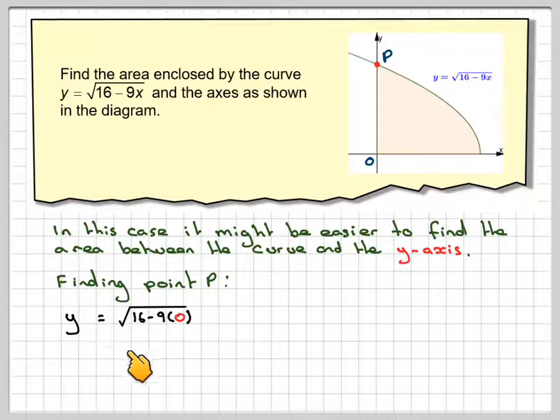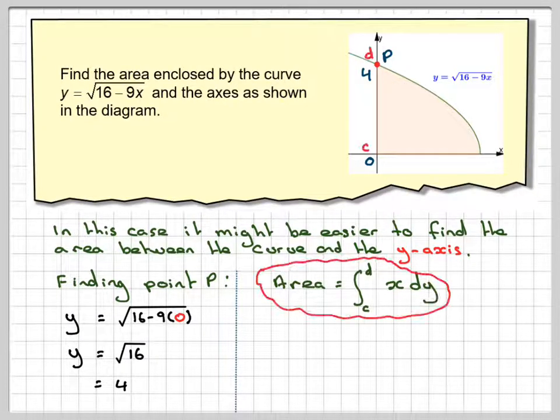So if we say that y is equal to the square root of 16 minus 9 times 0, because the x-coordinate of P is going to be 0, then y will be equal to the square root of 16, which is 4. So this point is (0, 4).